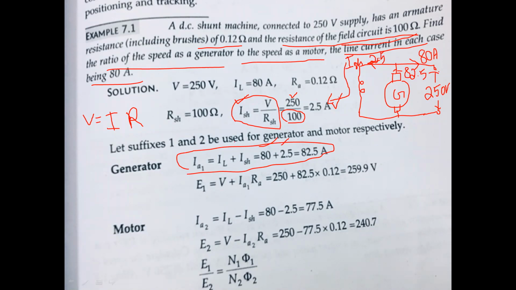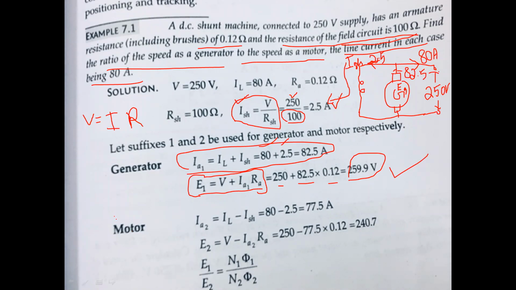The generated EMF E_G, or E1, is across the armature. In the case of a generator, E_G equals V plus I_A R_A, that is, the terminal voltage plus I_A1 R_A, where I_A1 is the armature current in the first case. The armature resistance is the same. So E_G1 equals 250 plus 82.5 times the armature resistance. This is the generated voltage of the generator.